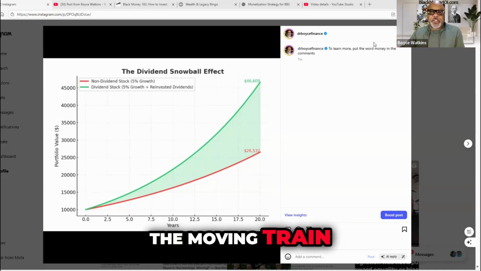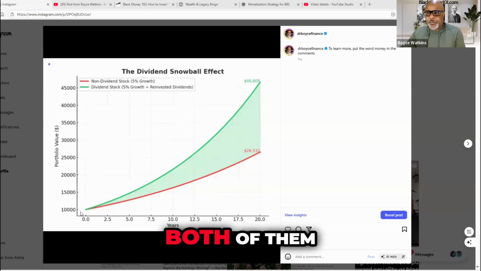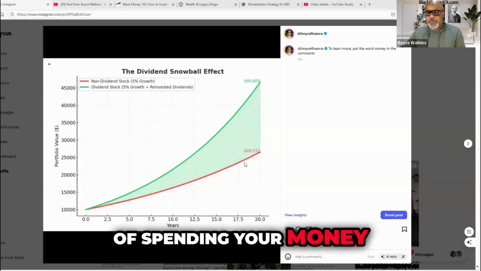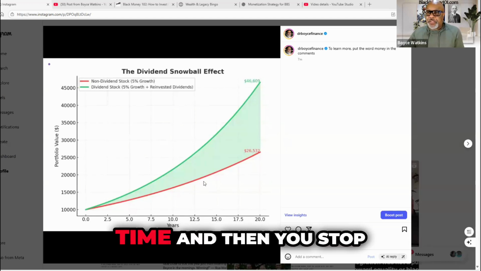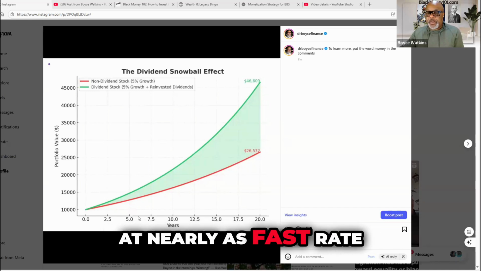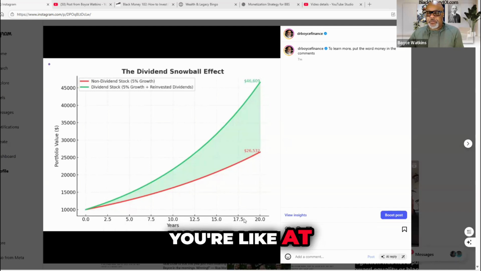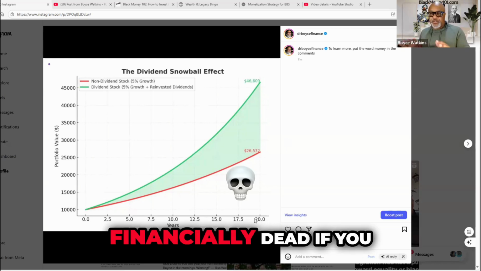So you see here, the person that's reinvesting their dividends after 20 years is at 46,000. They started with 10,000, both of them. This person's pulling their money out. This is the danger of spending your money. This is what happens when you don't invest, or when you invest a little one time and then you stop. Your money grows, but it doesn't grow at nearly as fast a rate. If you don't invest at all, you're at zero. You're flat. You're flatlined. You're financially dead. You end up being financially dead if you don't invest.